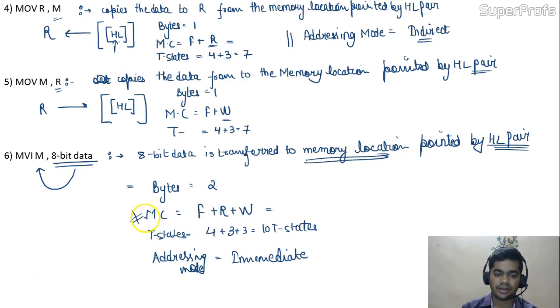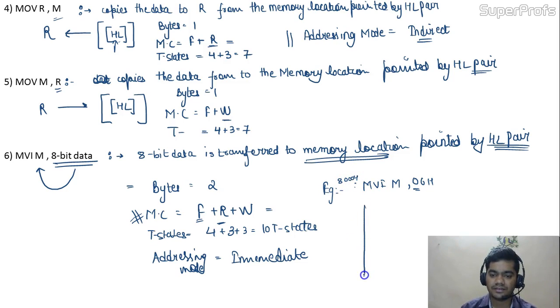The important point is the machine cycles. The first machine cycle would be opcode fetch, by which we are fetching the opcode of this instruction. In the second cycle we would be accessing the 8-bit data. Suppose the example is given like MVI M, 06H, and suppose it is present at memory address 8000.